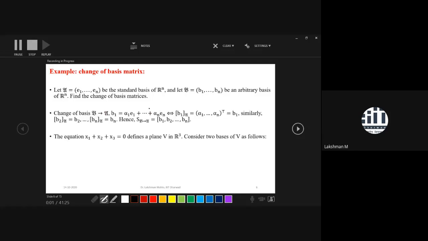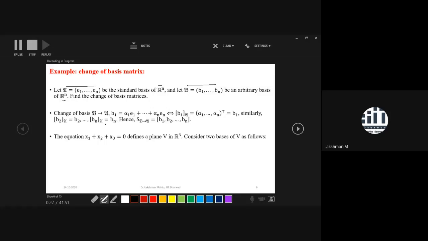Okay. Another example I would like to take. Suppose you are taking A as the standard basis of Rn, and B is any non-standard or arbitrary basis of Euclidean space Rn. Then we have to find the change of basis matrix. It is very simple to find the change of basis matrix when you are going from B to A. So B to A, it would be just what?